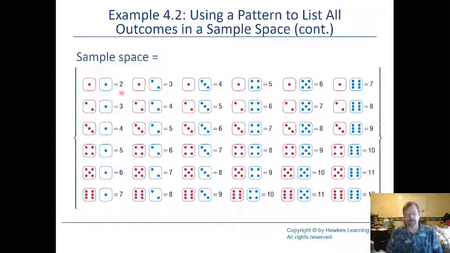You could look at it this way, where the red one is constant in each row, or you could look at it this way, where the blue one is constant in each column. Either way, they went ahead and added the sum here because we know we're going to need that for the next part. And that makes it easy to pick out everything that's going to give us a 6. Right, that's that diagonal right there.